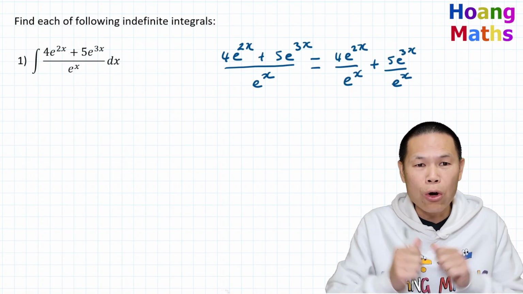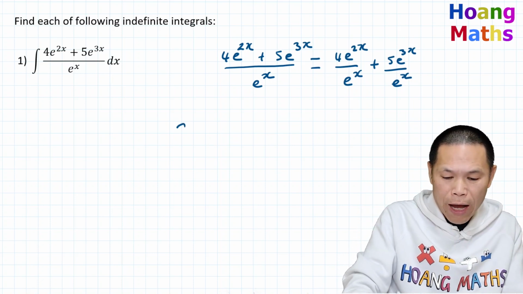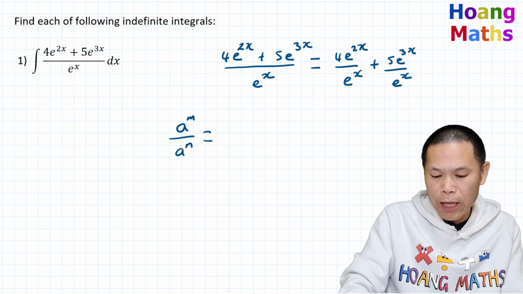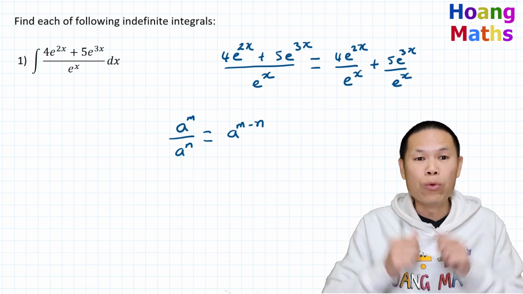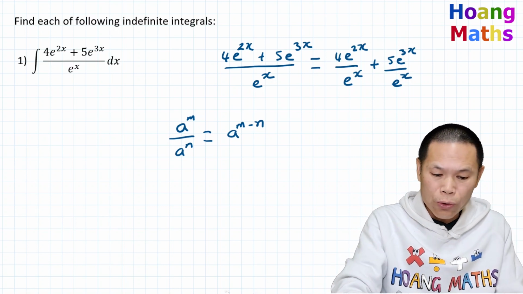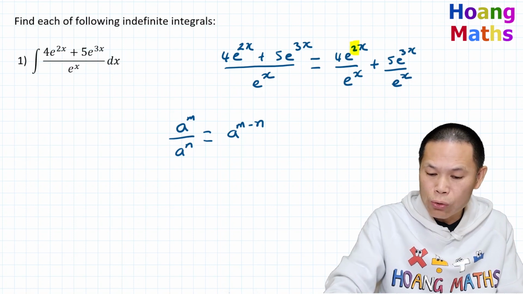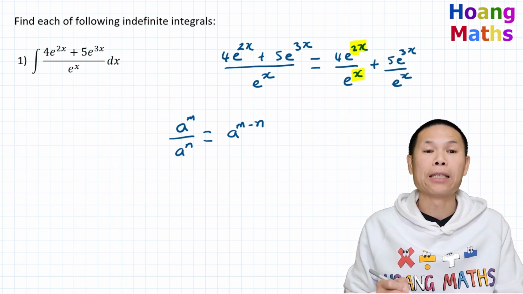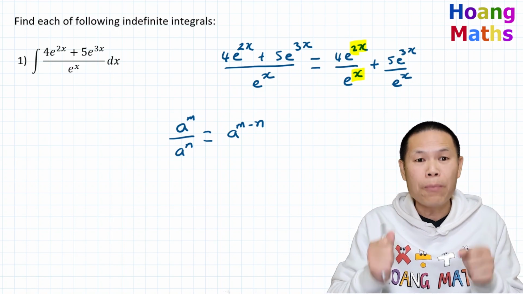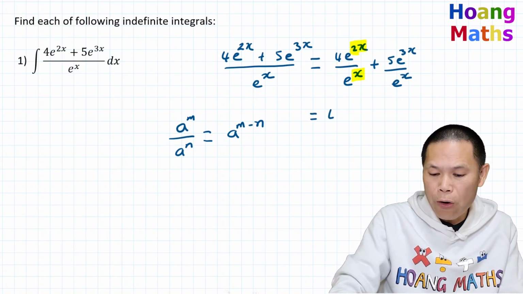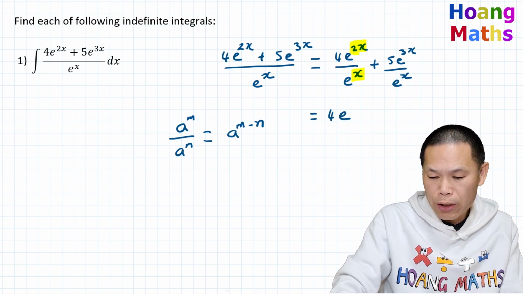So we use log law. So remember, we have a power of m over a power of n, so we can just use a power of m minus n. So that is the rule we're going to use. So therefore, to simplify this, we use 2x minus x. So 2x minus x gives me x. So the answer will be equal to 4e to the x.